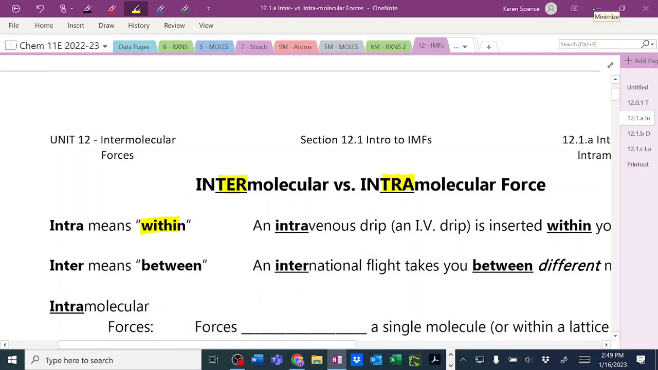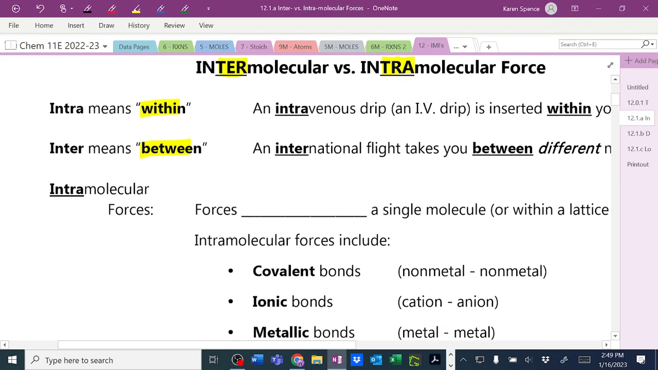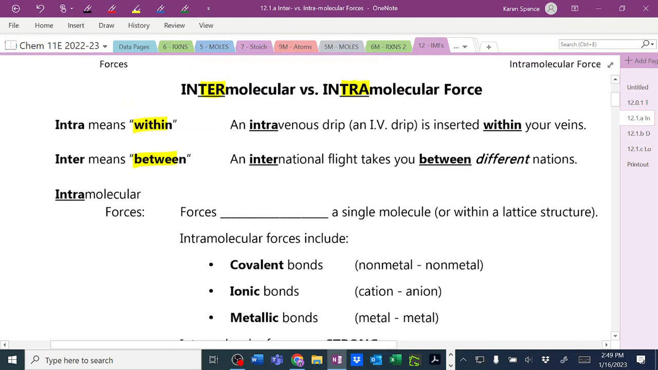Intra means within. Inter, as we all know, means between. So if we have intramolecular forces, we have forces within a single molecule or within a lattice structure. So intramolecular forces, those are all of our bonds.